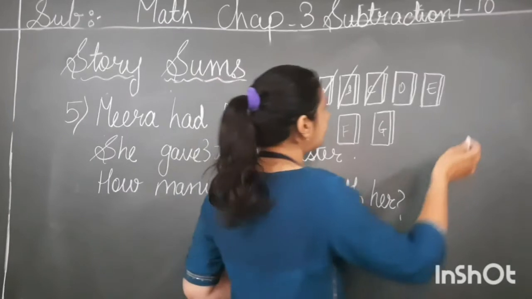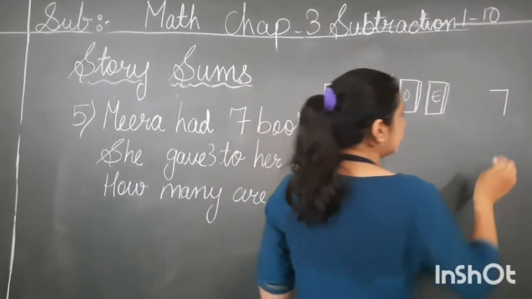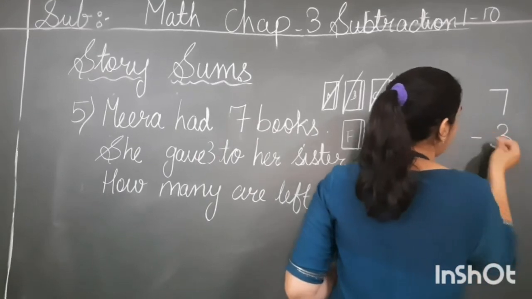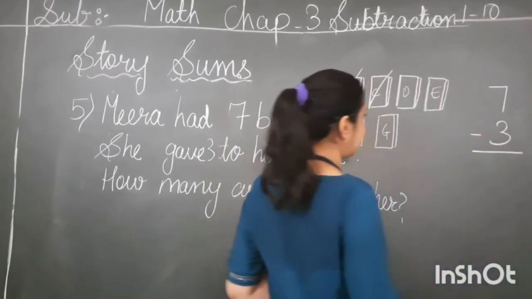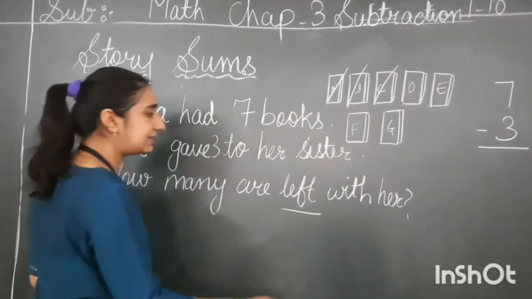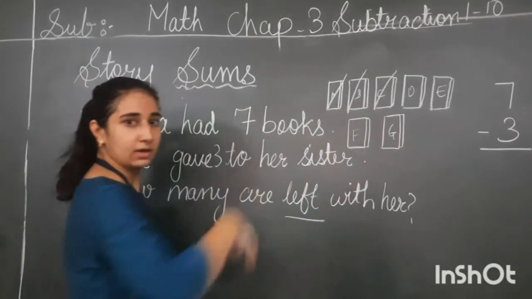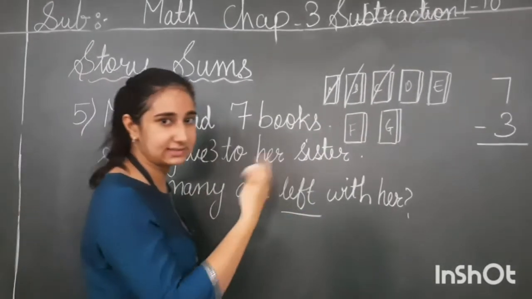Firstly she was having 7. Then she gave 3 to her sister. So I will write 3 down below. I will put the sign of minus. Students, have you noticed? Here also the word left is written in this question. So here also I minus. In this question also I minus the sum.